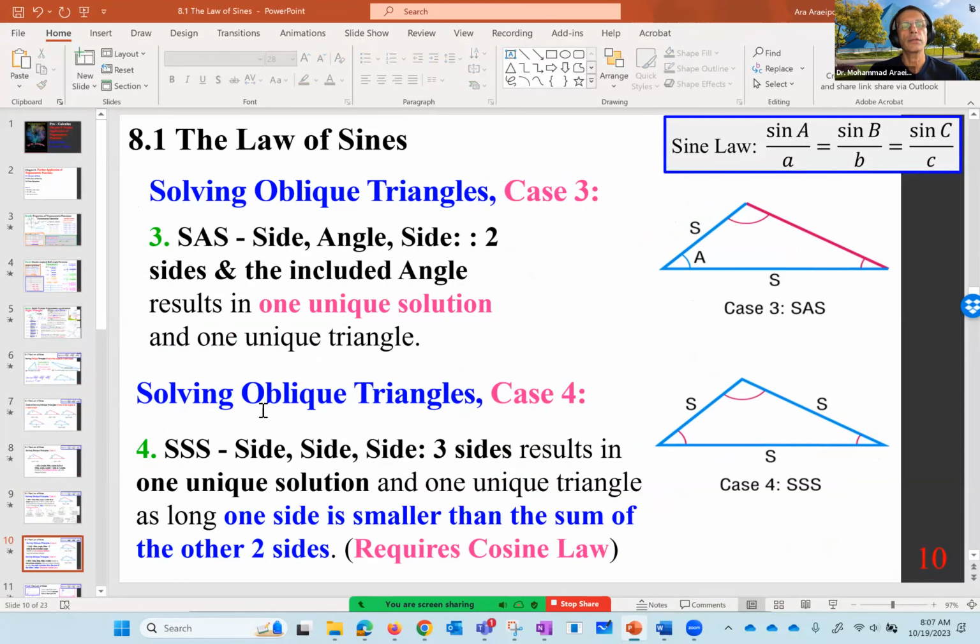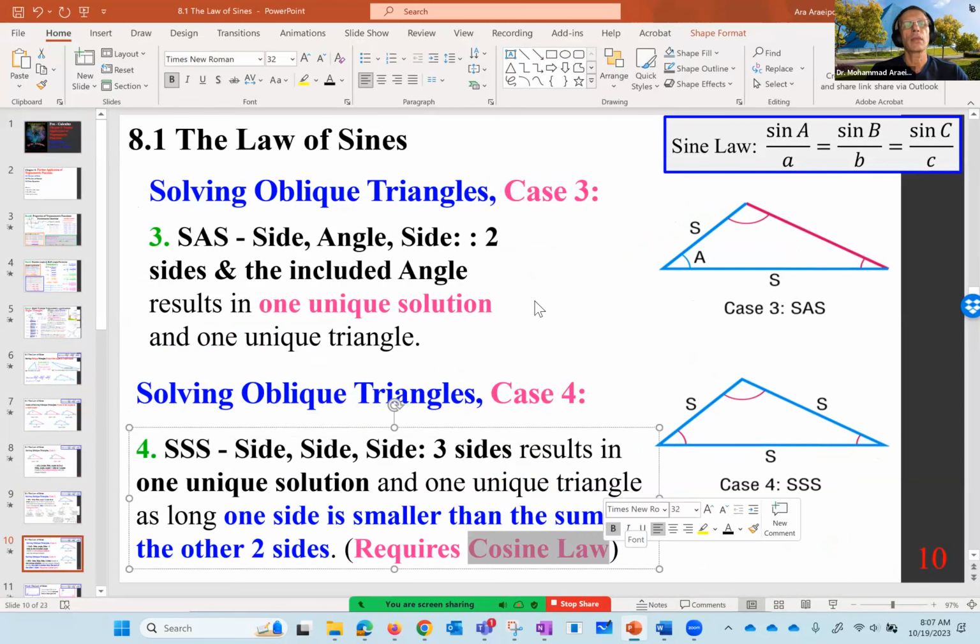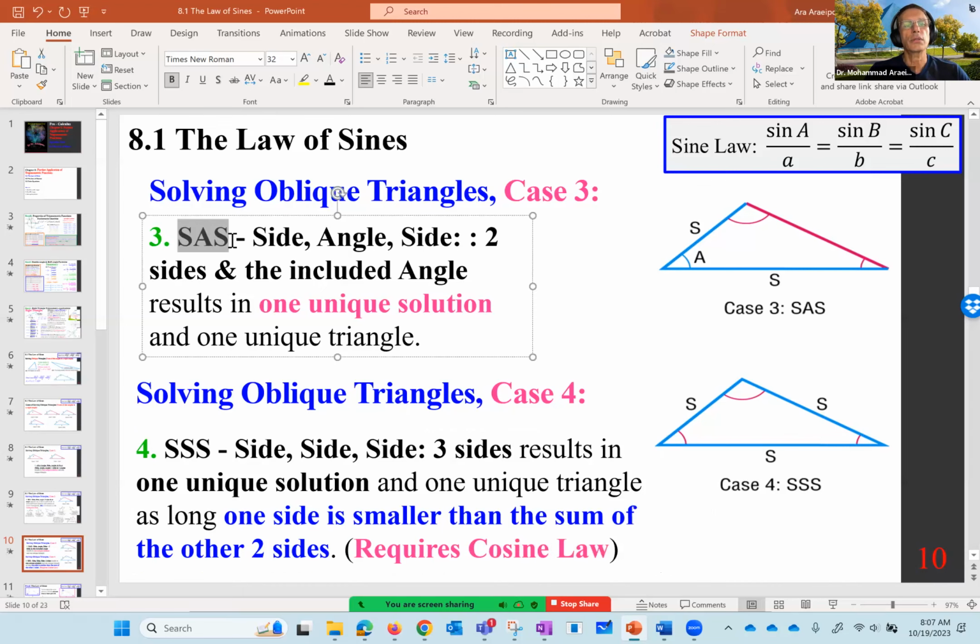Side angle, side, side. This last one, we use cosine law. And of course, this one, SAS, that is the included angle, and this does have a solution, a unique solution.